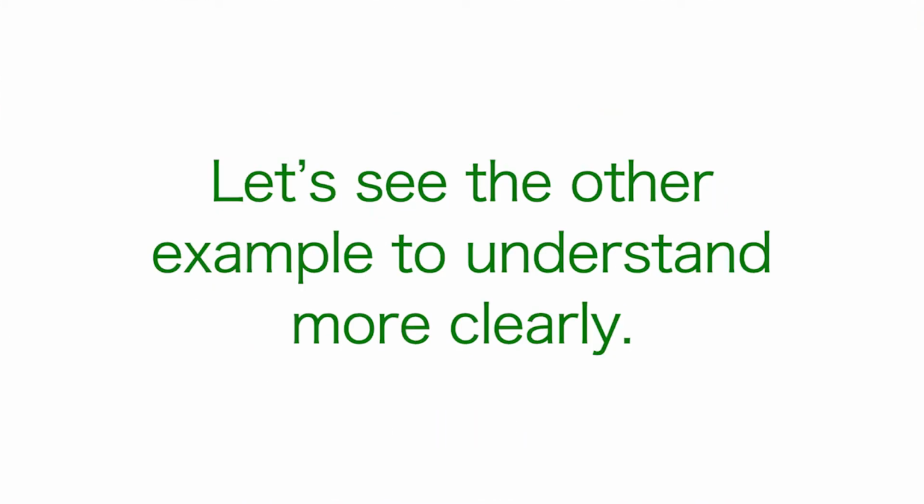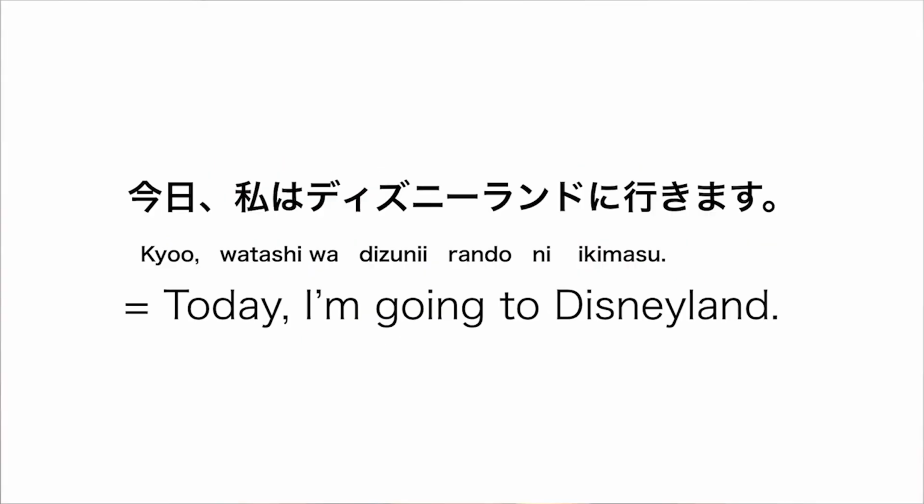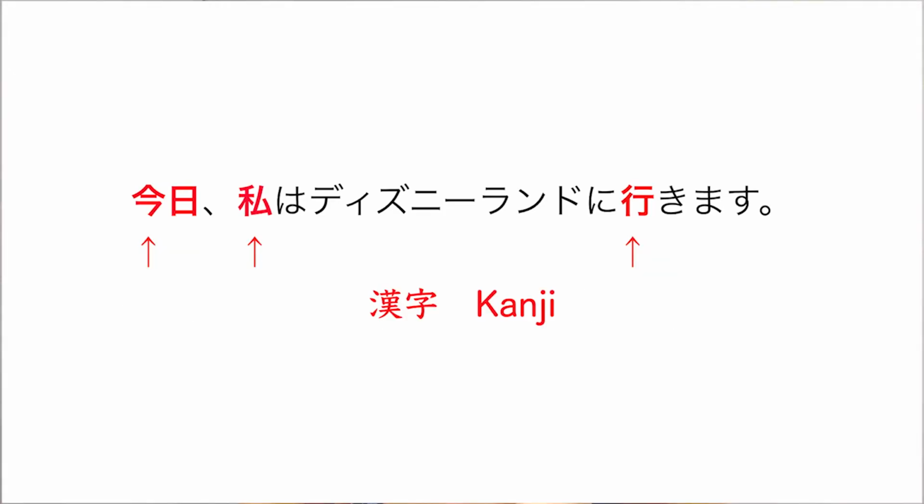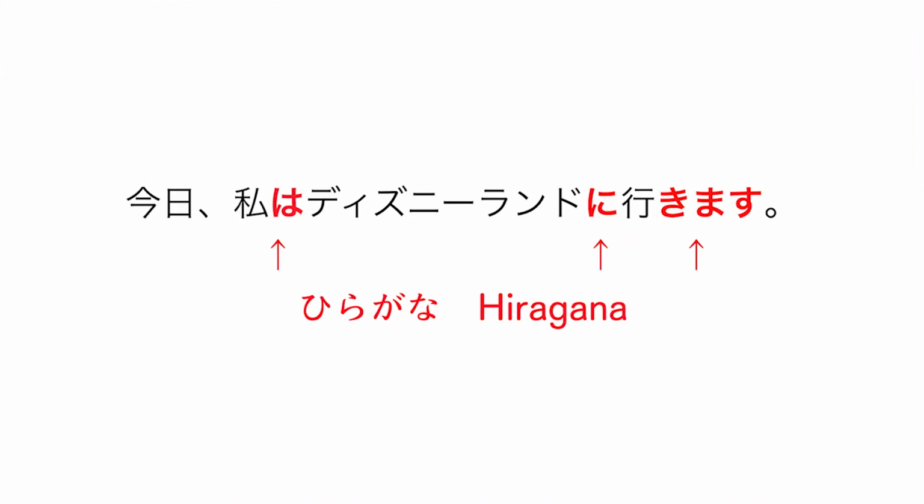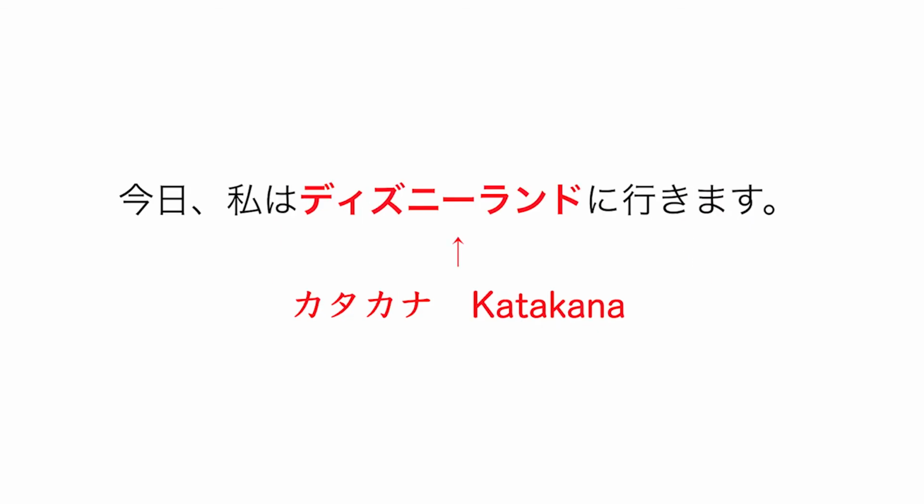I will introduce the other example to explain more clearly. 今日、私はディズニーランドに行きます。Today, I go to Disneyland. We write these three parts in kanji, these three parts in hiragana, and the other part in katakana.